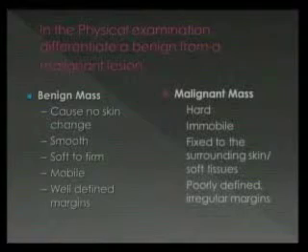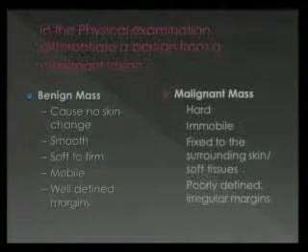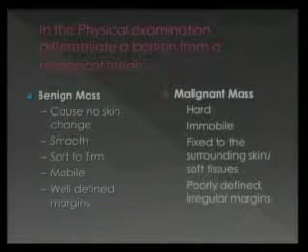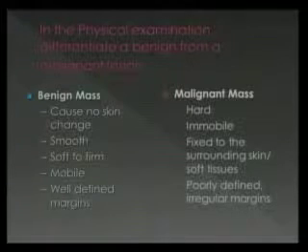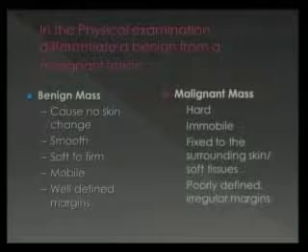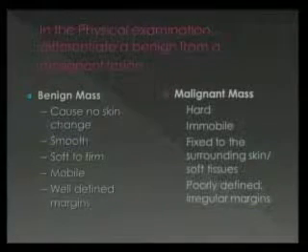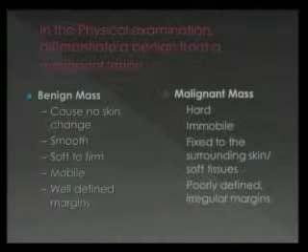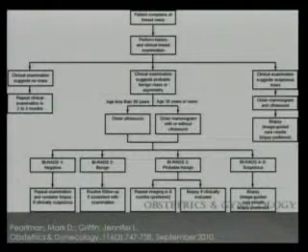On physical exam, things that are going to make you think more of a benign mass are those that cause no skin change. It's going to be smooth, soft to firm. They're mobile and have well-defined margins. Masses that are going to make you a little more worried, thinking about malignant masses, are going to be masses that are hard, immobile, fixed to the surrounding skin, nipple retraction, any skin changes, and poorly defined irregular margins. So after you do your history and clinical breast exam, then you are brought to this.